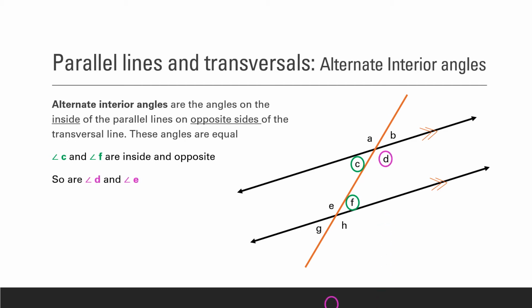So are angle D and angle E. They are on the inside, interior of the parallel lines, but on opposite or alternate sides. Therefore, angle C is equal to angle F, and angle D is equal to angle E. That's the property of alternate interior angles.